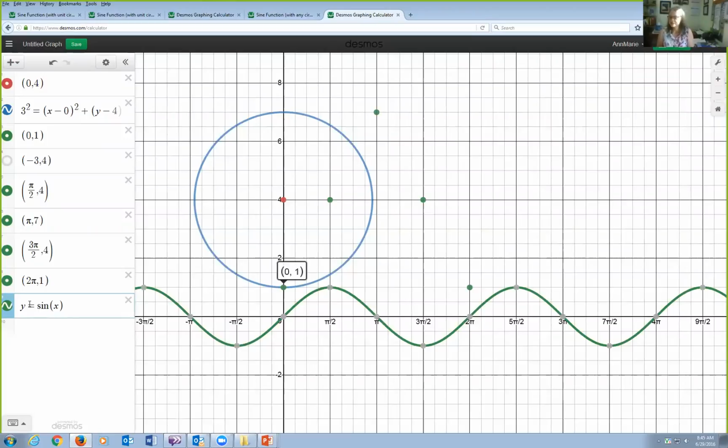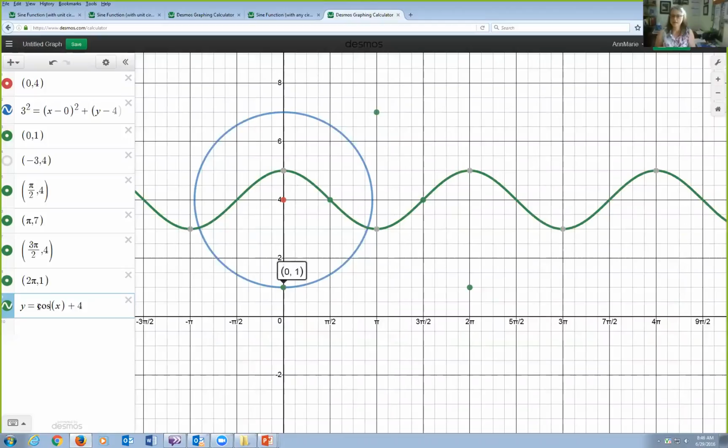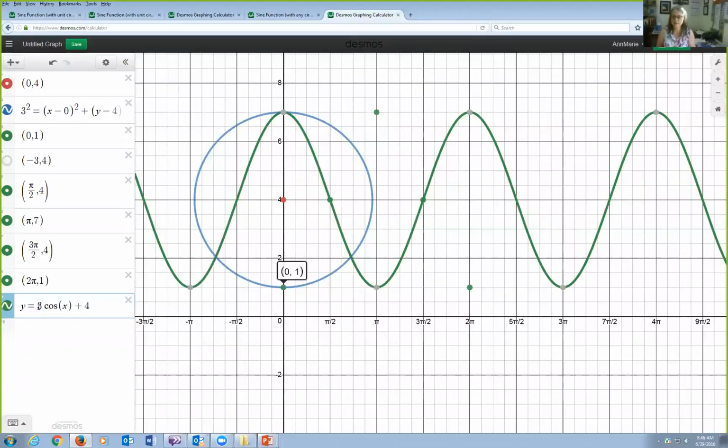Well, let's try making some modifications. What's the first thing we know we're going to do? We know we're going to add 4, right? Because we need the center point to go through 4. I don't like that, because this is at 0. I really want it to be at one end of the circle or the other. So let's switch it to a cosine. All right, that's better. Now I need to make my amplitude match the radius of my circle. My circle has radius 3, so I get that by multiplying by 3.